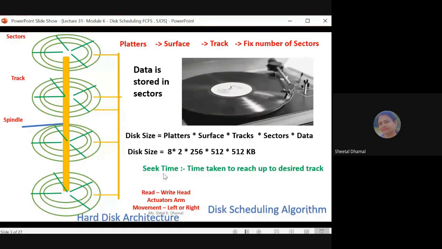Okay, so what is the seek time? Seek time is the time taken by the read write head for moving from track number 0 to track number 99. This time is calculated by using the disk scheduling algorithm. And what is the aim or goal of the disk scheduling algorithm? To minimize this seek time, that is, minimize the time required by the read write head for moving from one track to another track. That's why we are studying the disk scheduling algorithm.